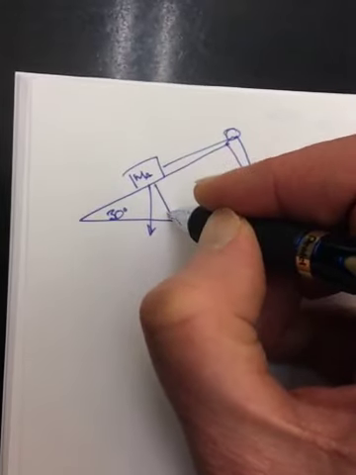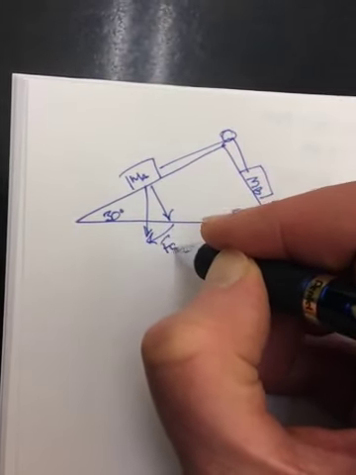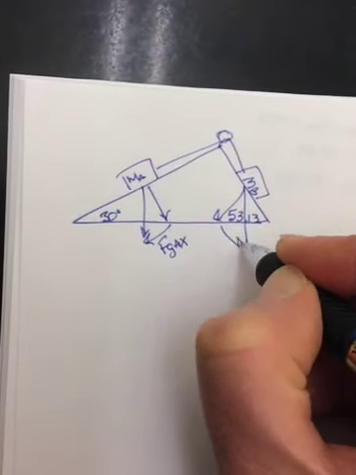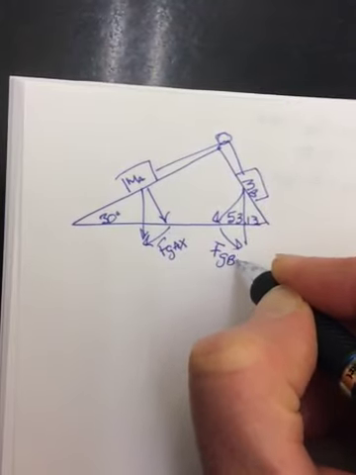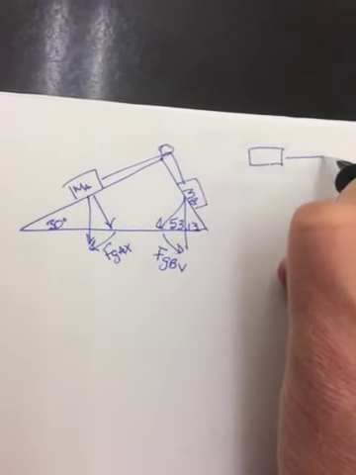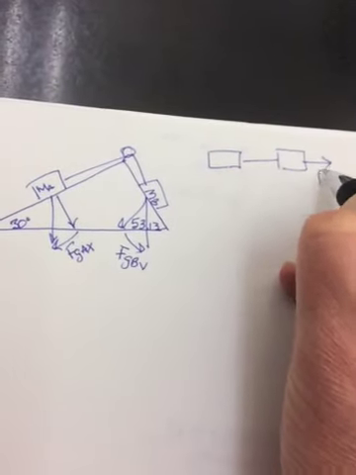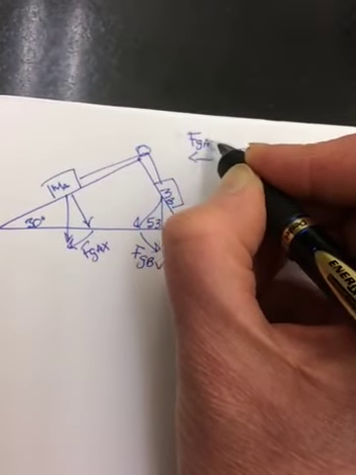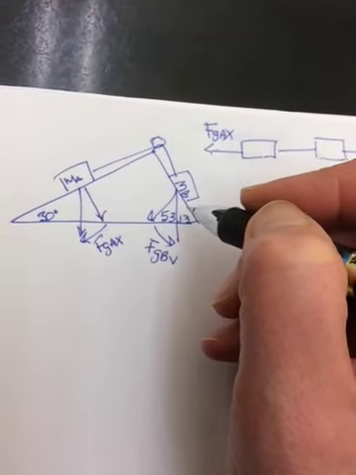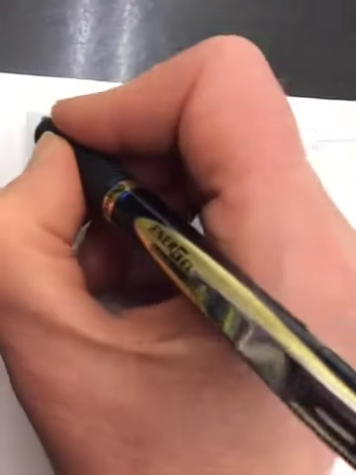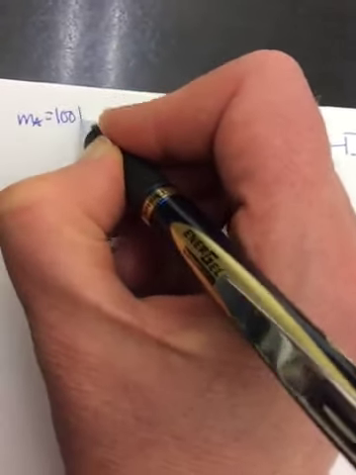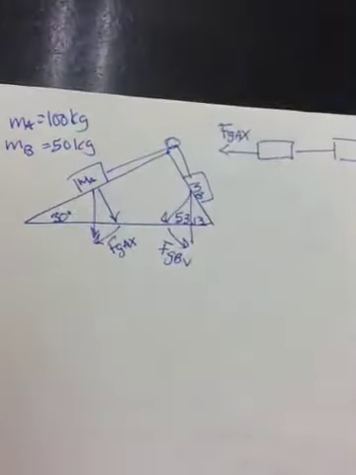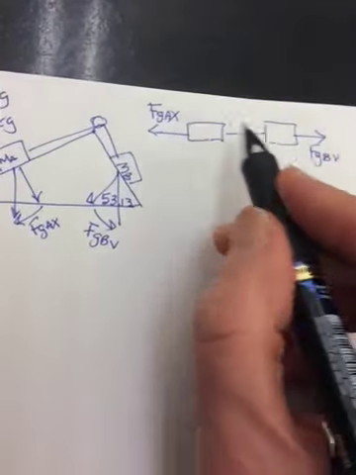Okay, so FGAX is going to be pulling this way, and FGBX is going to be pulling like that. So if we were to draw it in a straight line, FGBX goes one way, FGAX goes the other. Okay, it's frictionless, so that's it. That's all we have. We have MA is 100 kilograms, and we have MB is 50 kilograms. And the question says, which way will it move?